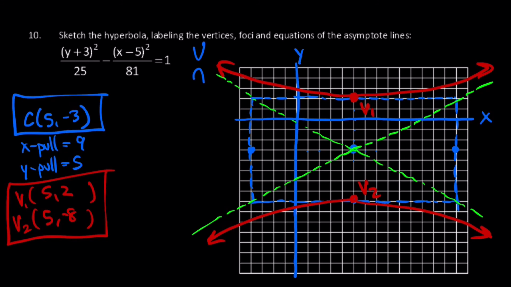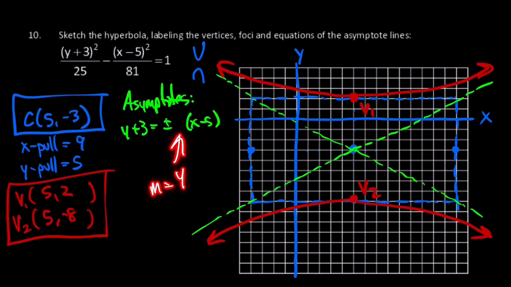Next, I want the equation of the asymptote lines, which is pretty easy because you get the equation of the lines right from this. It's going to be y plus 3 equals plus or minus my slope times x minus 5. Don't forget your slope is y pole over x pole, right? Delta y over delta x, change in y over change in x, rise over run.